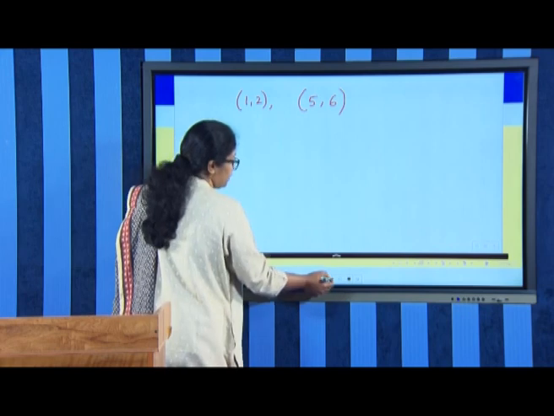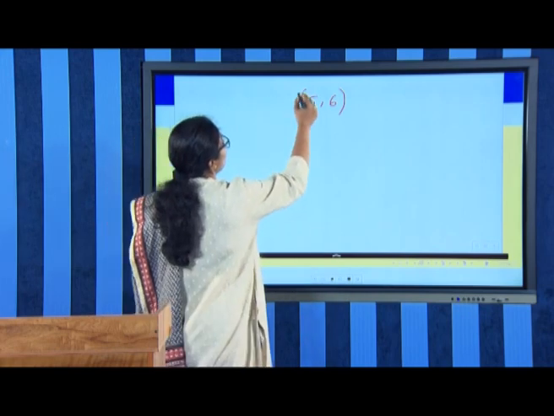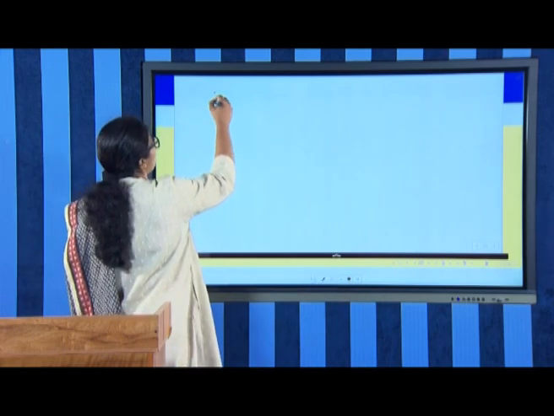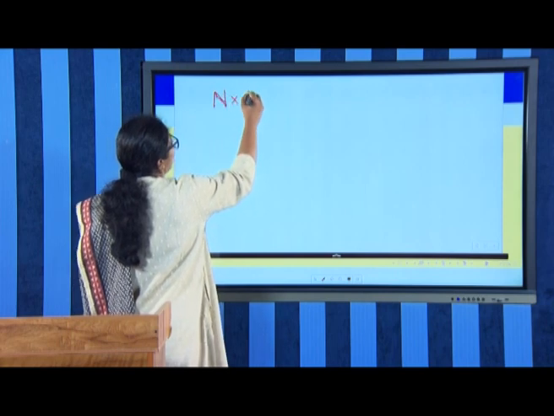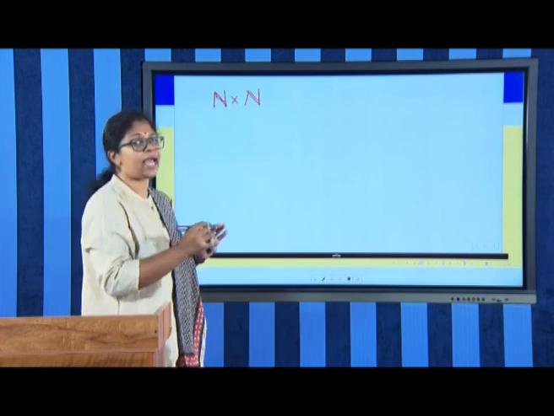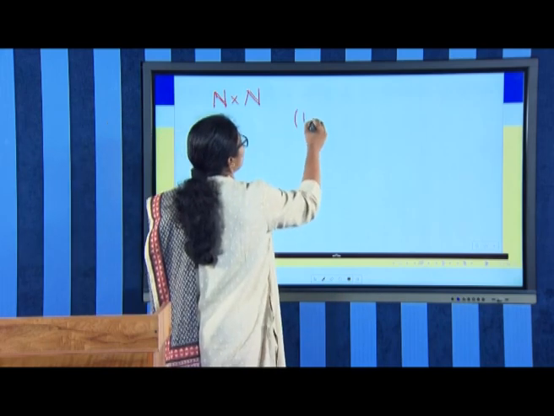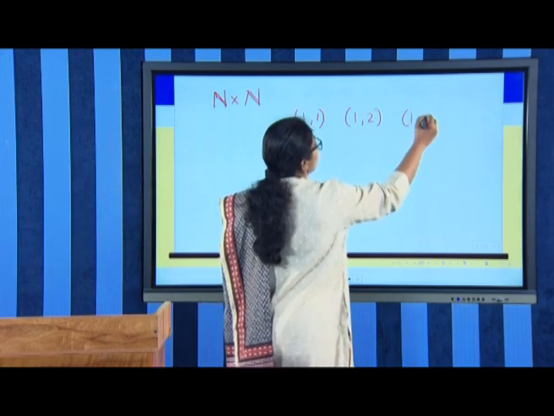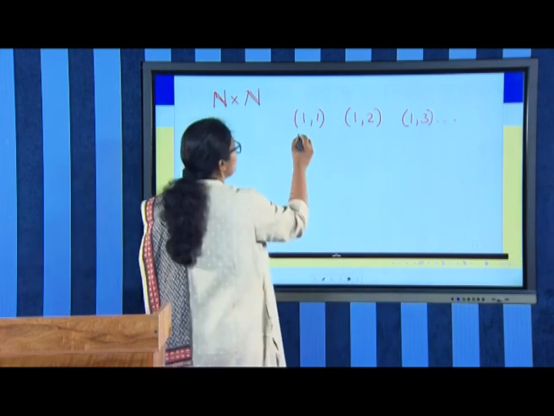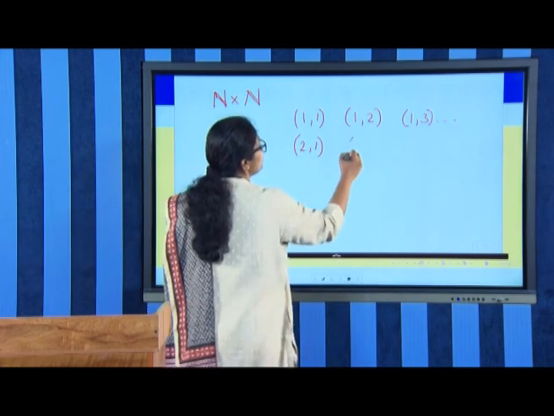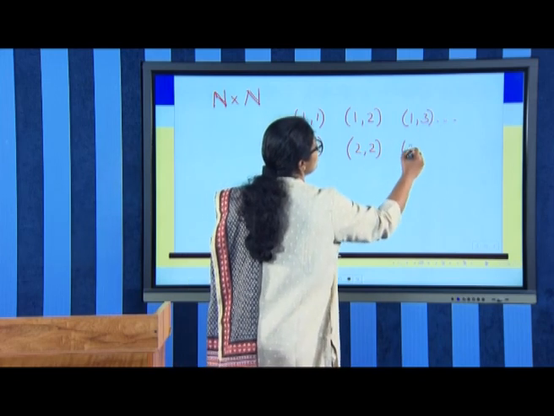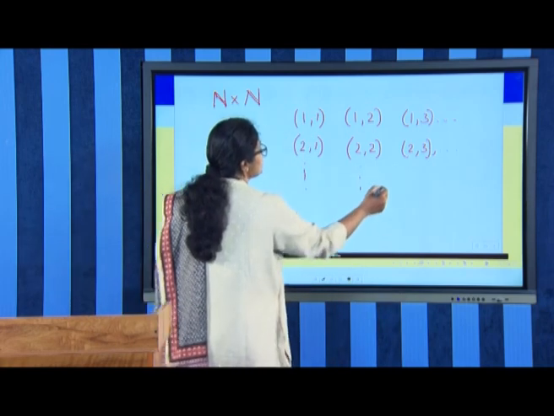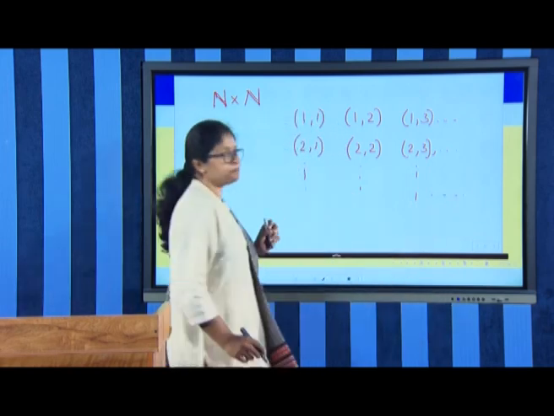First, we shall enumerate all the elements of N cross N in an array form. We list out all the elements, say (1, 1) on top, then you have (1, 2), (1, 3) and so on. Then we have (2, 1), (2, 2), (2, 3) and so on. All these elements will be listed in an array format.